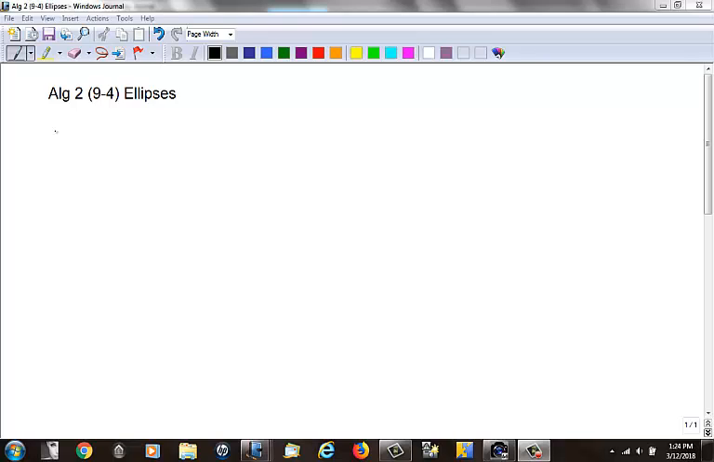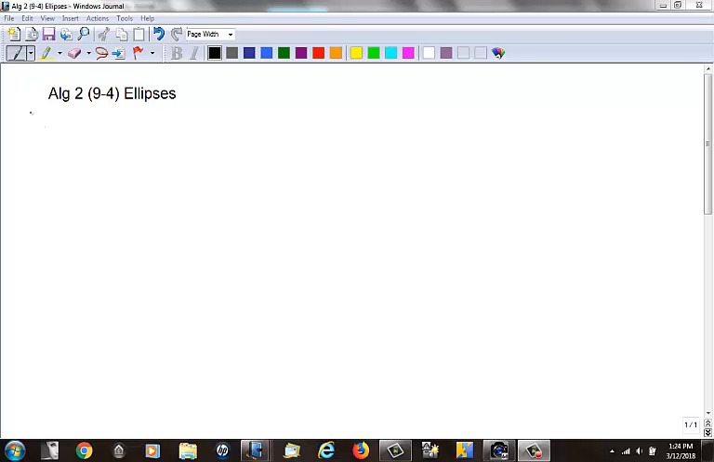Okay, so far in this chapter we've done the distance and the midpoint formulas in 9.1. We did the parabolas in section 9.2. We did the circles. These are all conic sections. Okay, now we're in section 9.4. We're going to go through the ellipses.